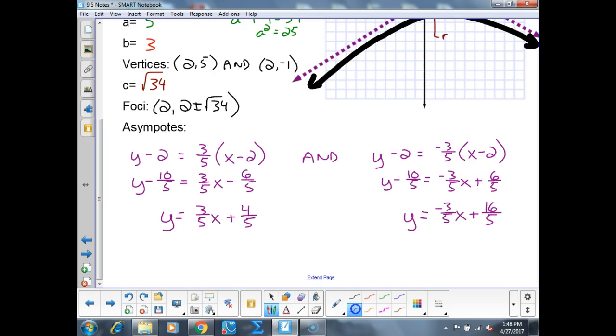I have a question. What's up? How did you get y minus 2 and that whole equation? Point-slope form of a line. Oh. y minus y sub 1 equals m times the quantity x minus x sub 1.